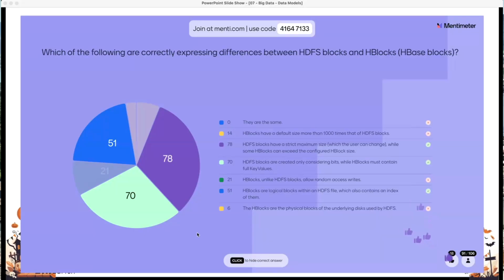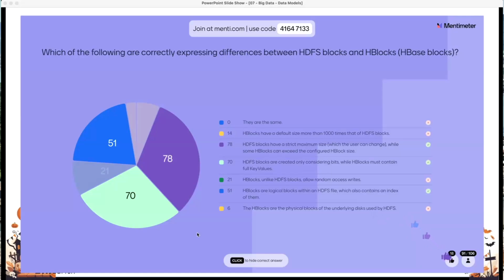Number 4, HDFS blocks are indeed created only considering bits. An HDFS block is just zeros and ones, period. HDFS has absolutely no idea what you put in the files. HBase knows, but that's because it's the client. So this is the one that puts things in the files. But HBase blocks must contain full key values, right? Again, that's the idea. We wait until the end of the key value. So HBase blocks are a bit more logical than HDFS blocks because they really contain full key values.